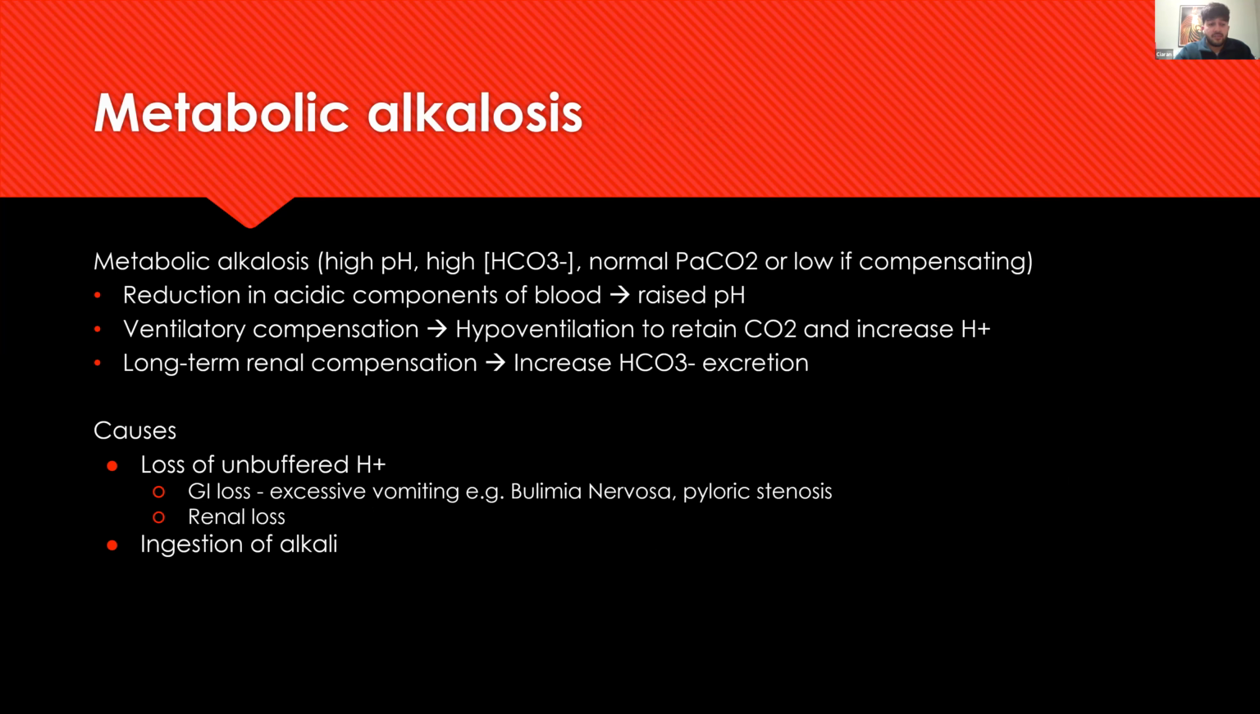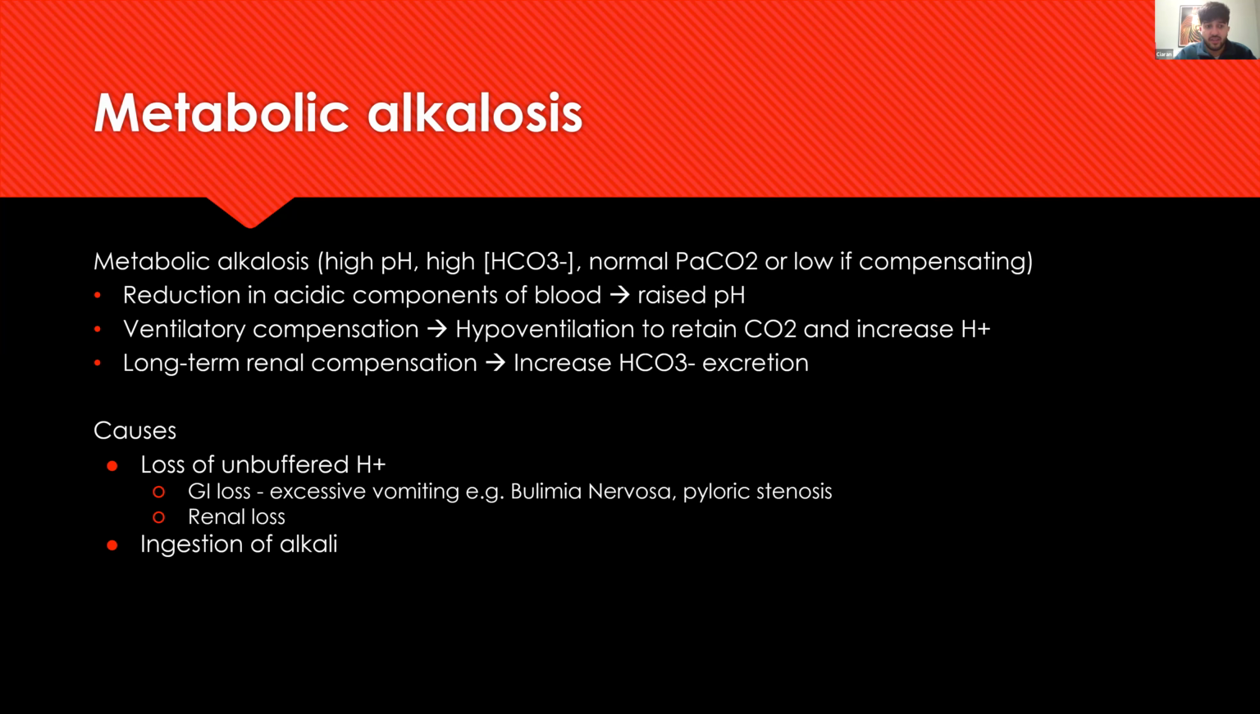And then finally, we have metabolic alkalosis, which is where there's a high pH and a high bicarbonate, but a normal PaCO2, or sometimes a high PaCO2 if compensating. If we think step by step about what's happening here, we have a reduction in the acidic components in the blood, which will raise the pH. We'll then get short-term ventilatory compensation. We'll get hypoventilation to try and retain CO2 and increase the proton concentration by shifting the position of the bicarbonate buffer system to the right.